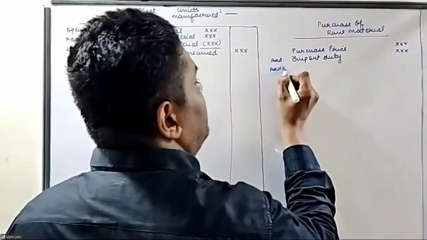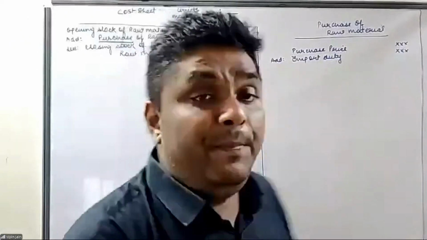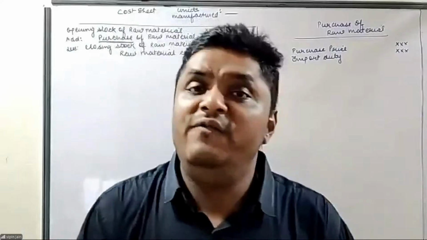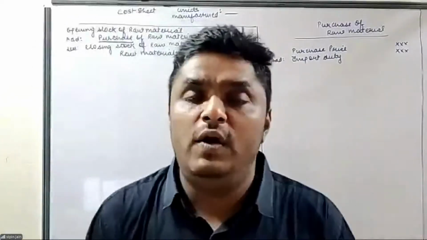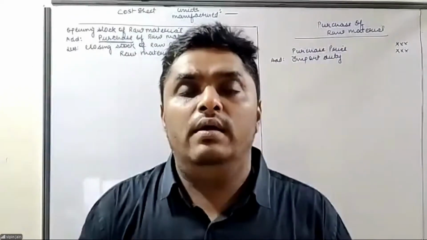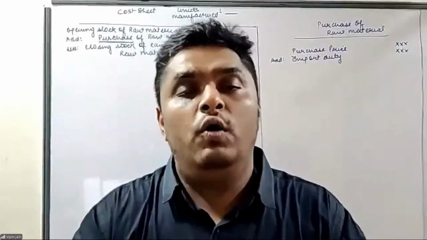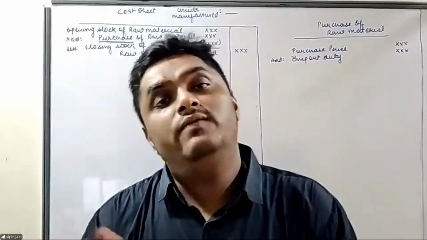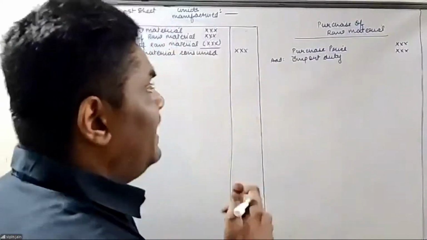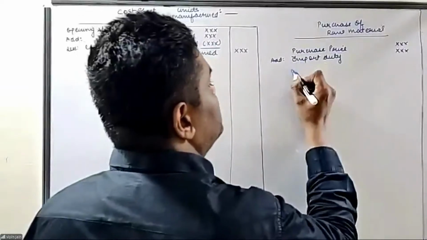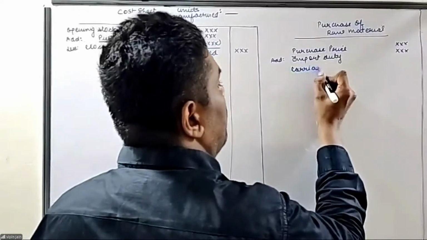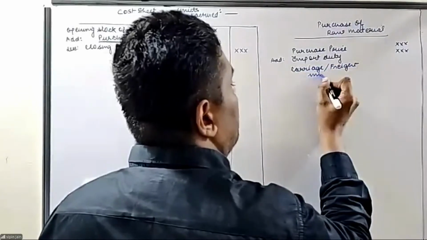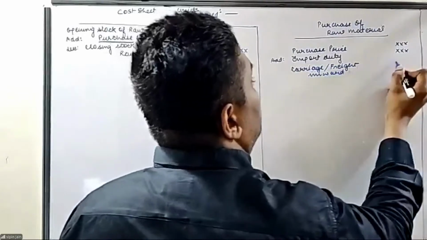Very important point. If we are paying carriage inward or freight inward, it will be added. So carriage inward, freight inward will be added in the purchase price of raw material. Carriage outward is different: the carriage paid for outward means once the final product goes out of the factory, we pay carriage outward. It will go in selling and distribution cost. So carriage inward or freight inward will be included in the purchase price.